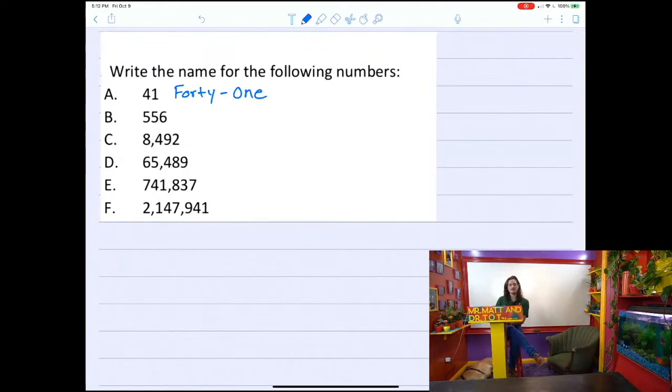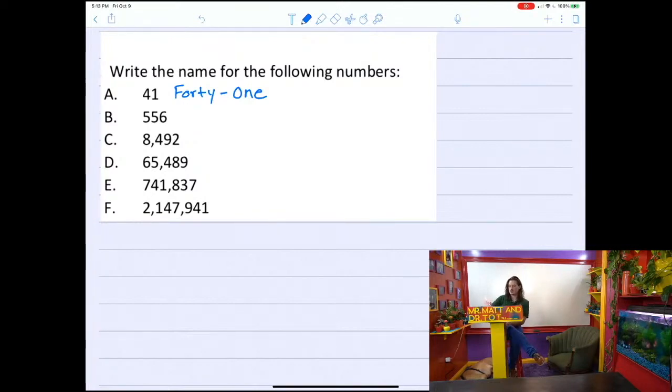For B, we have 556. So try to avoid saying the word "and" in numbers that don't have decimal places. Technically, "and" represents the decimal point when you read it out loud. So there's a temptation to say "five hundred and fifty-six," but technically it should just be read "five hundred fifty-six."